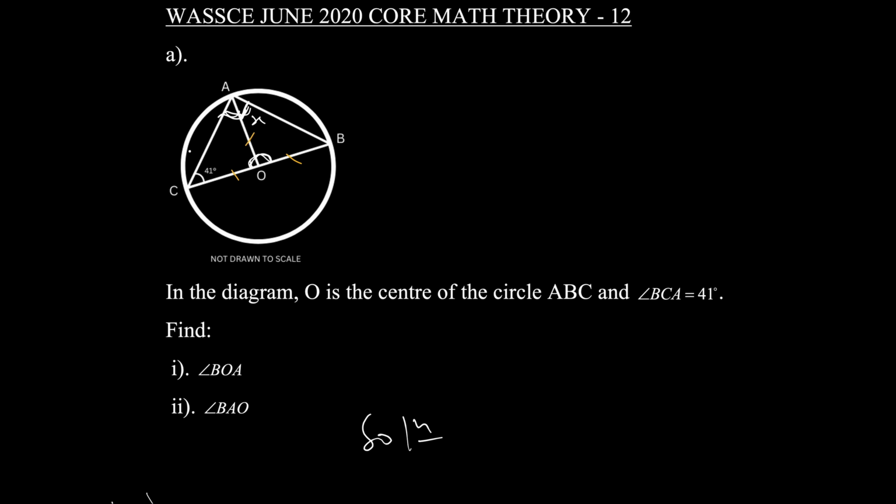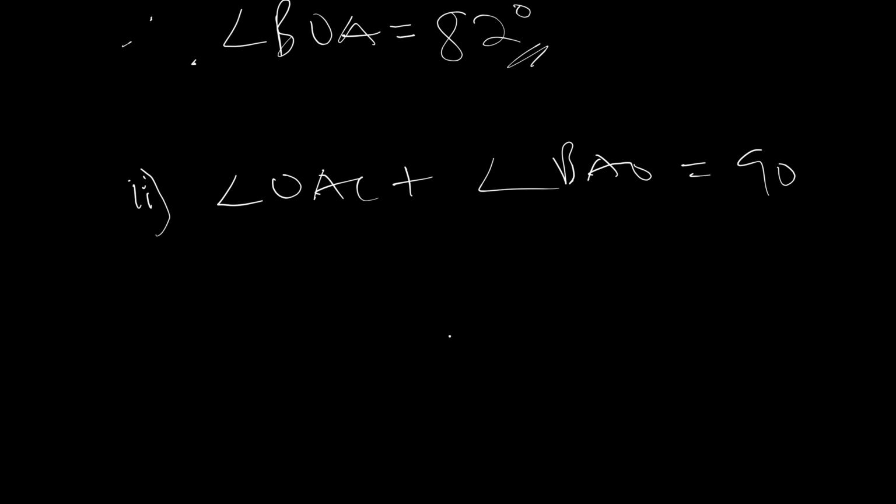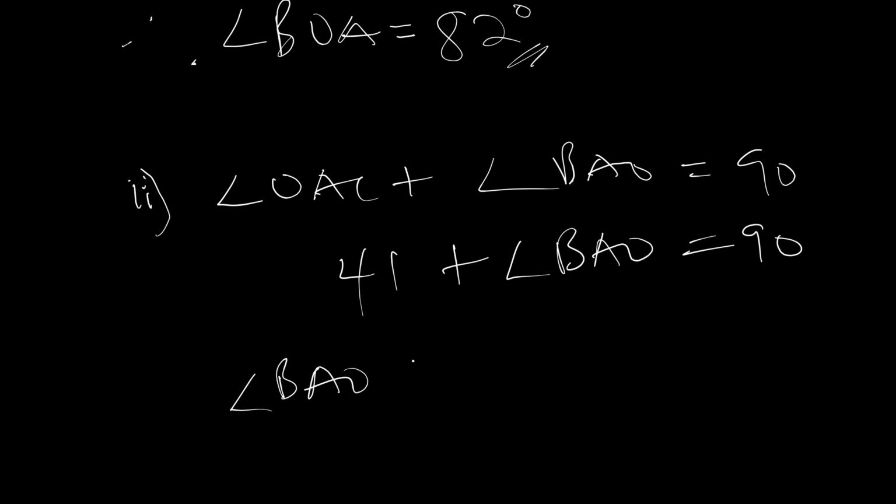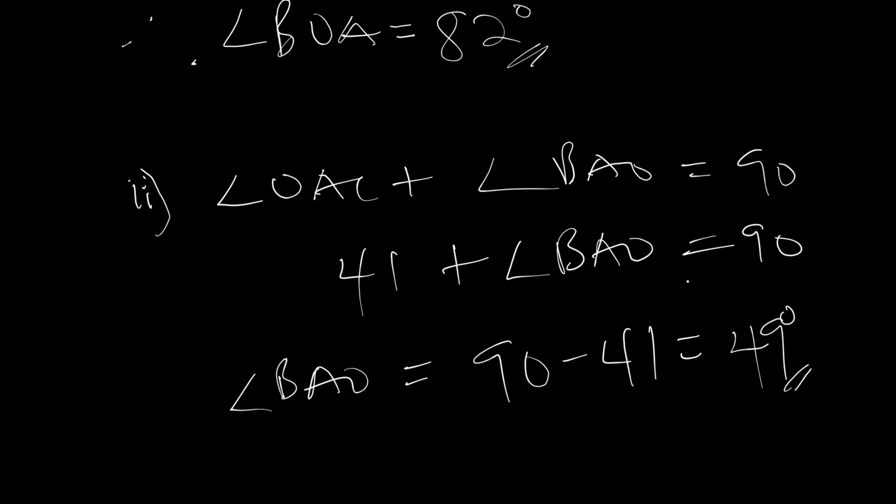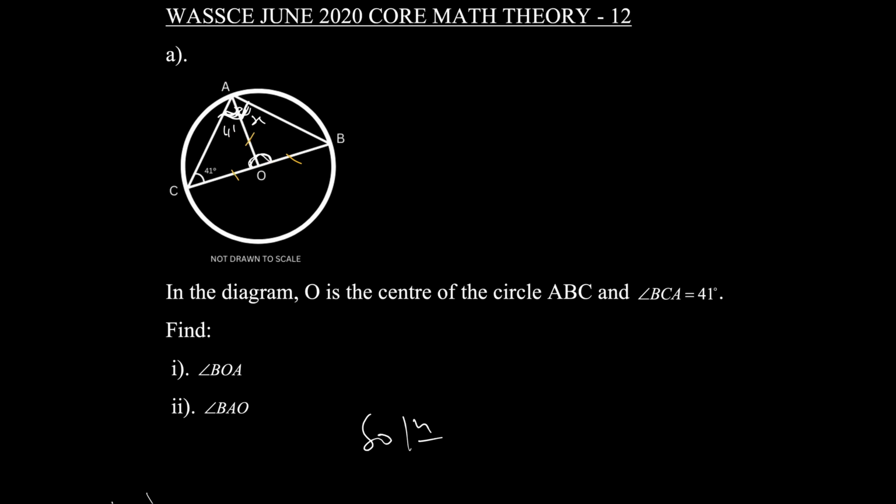And we know that our angle OAC, this angle, is equal to 41, since this triangle is an isosceles triangle and this angle is 41. So the angle here is the same as the angle here. So the angle here is 41. So our angle OAC is 41 plus angle BAO is equal to 90. So angle BAO will be equal to 90 minus 41. That is equal to 49 degrees. So this brings us to the end of question 12a. So we'll be moving on to question 12b.